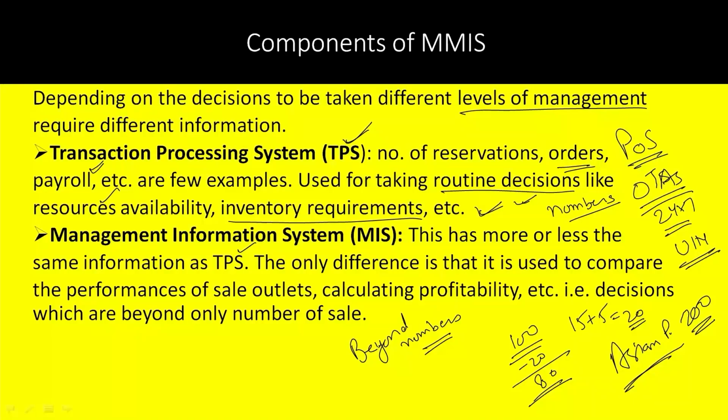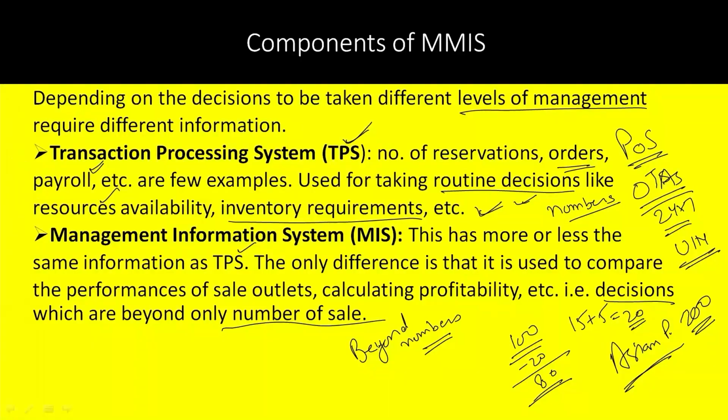So, this MIS is being used for making a comparison, for finding the profitability. I mean, those decisions which are beyond only numbers. Just because a sales outlet is selling 100 and another one is selling 75 does not mean that the efficiency of the 100-selling one is higher. Maybe in a scenario this 75 is giving a higher profitability. So, what is not visible by just having a glance at the report, that part is done by the MIS. Okay.